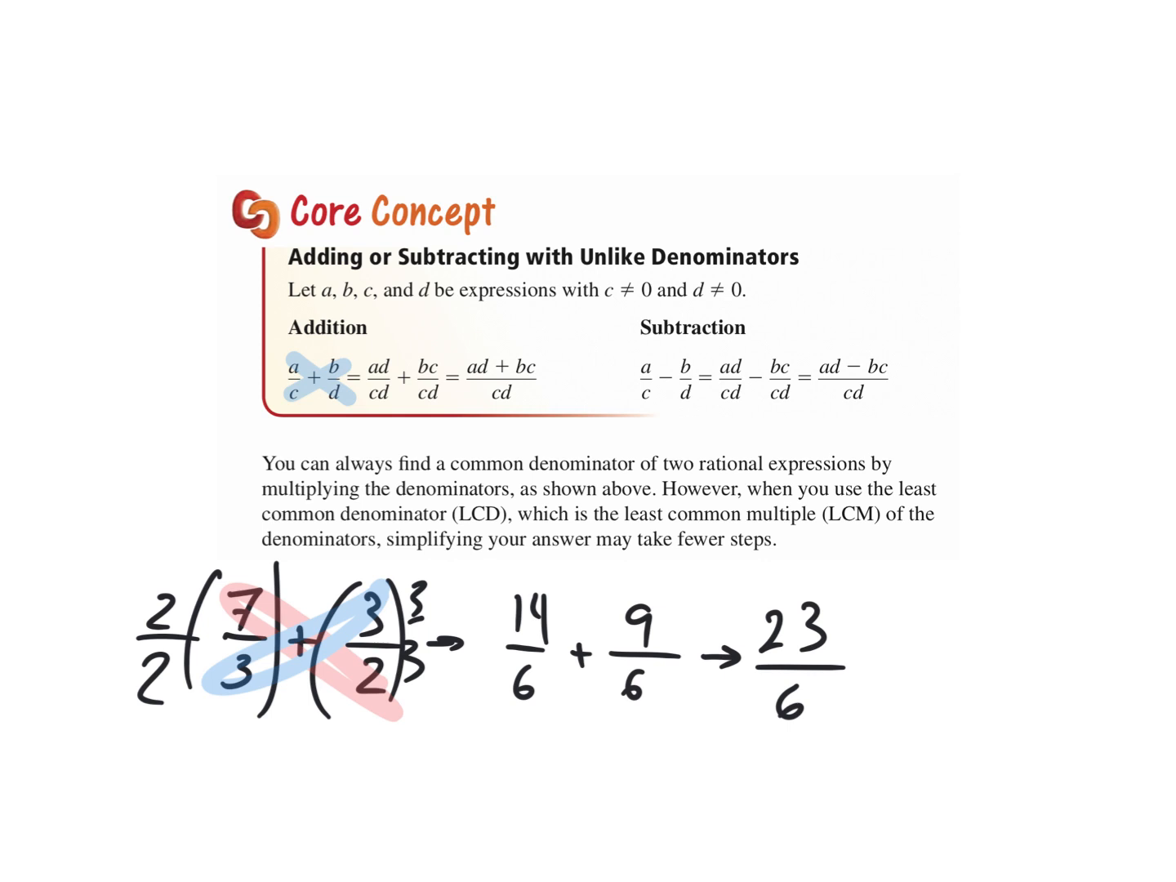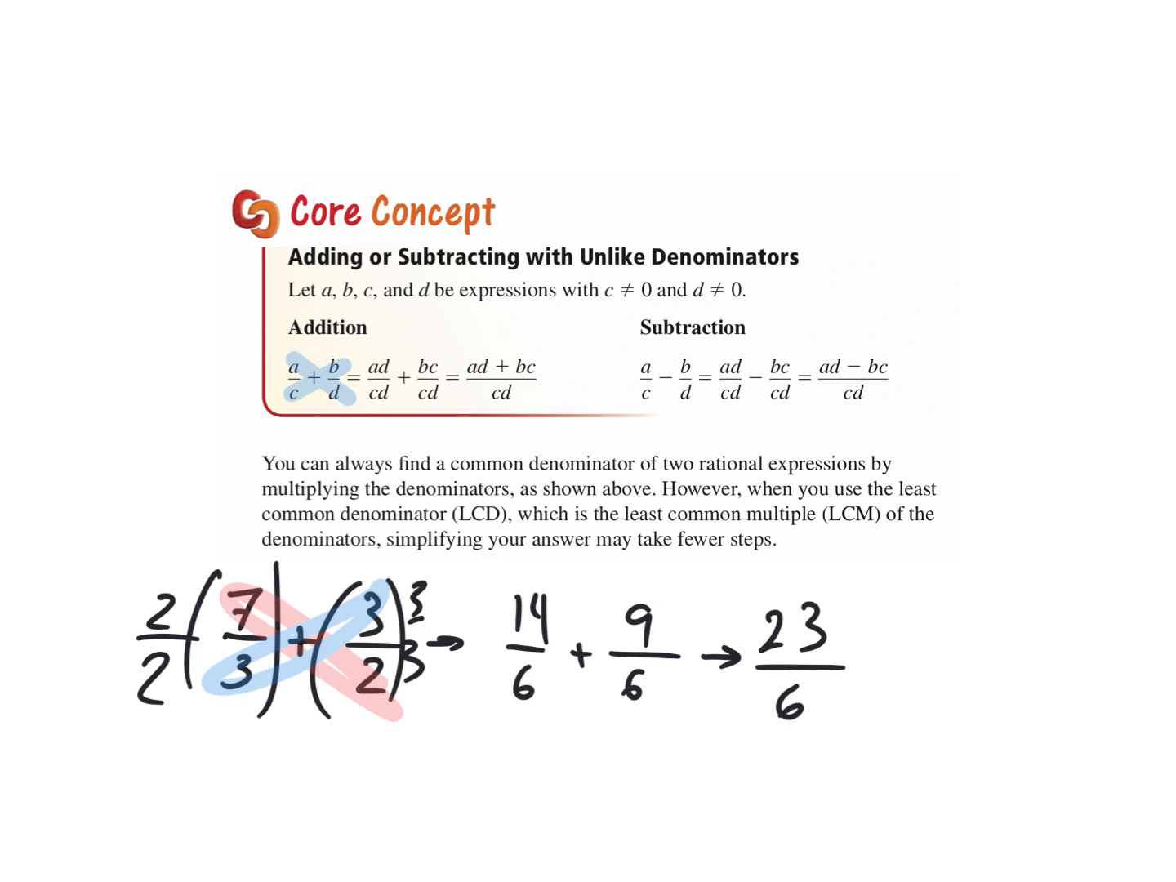Now let's look at the paragraph. You can always find a common denominator of two rational expressions by multiplying the denominators as shown above. However, when you use a least common denominator, or LCD, which is the least common multiple, LCM, of the denominators, simplifying your answer may take fewer steps.